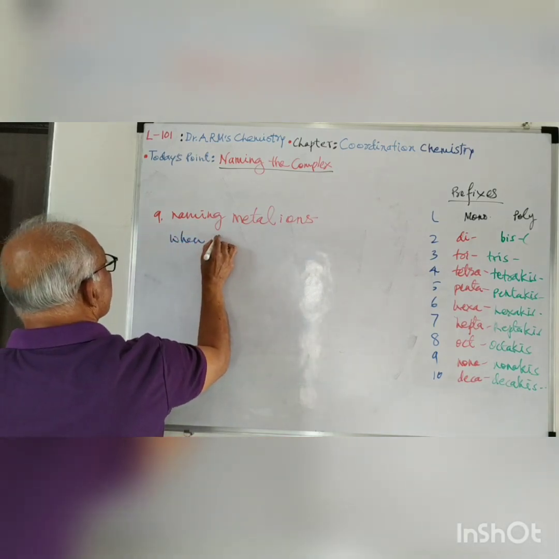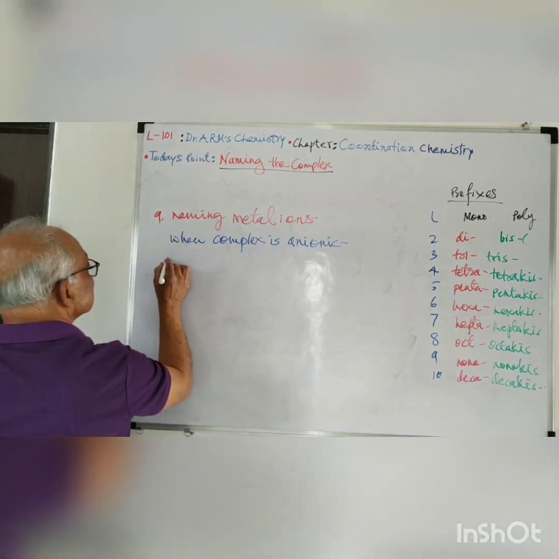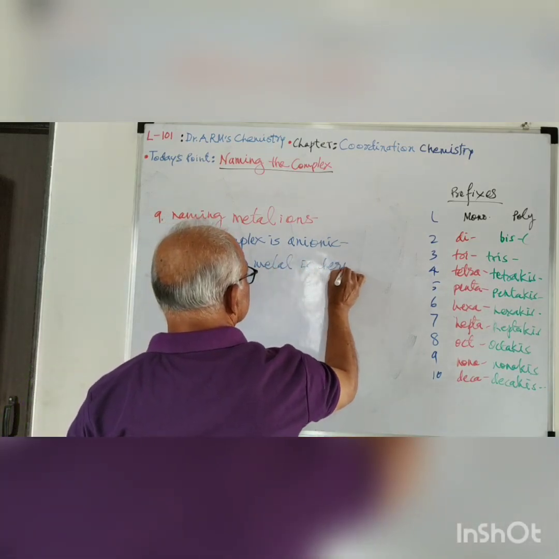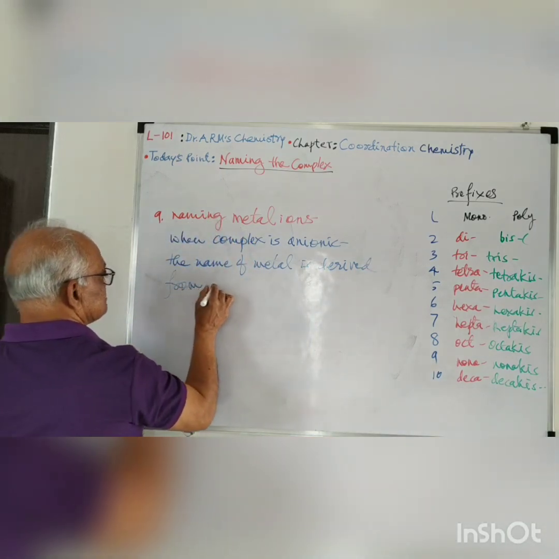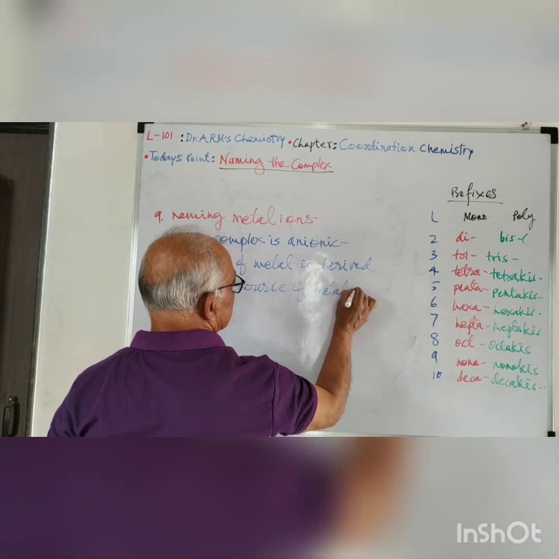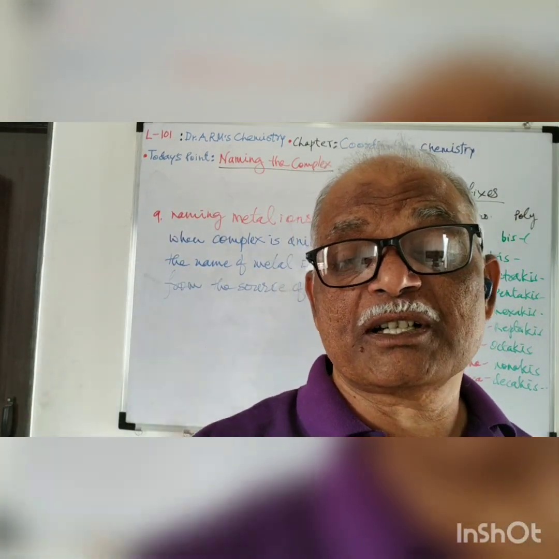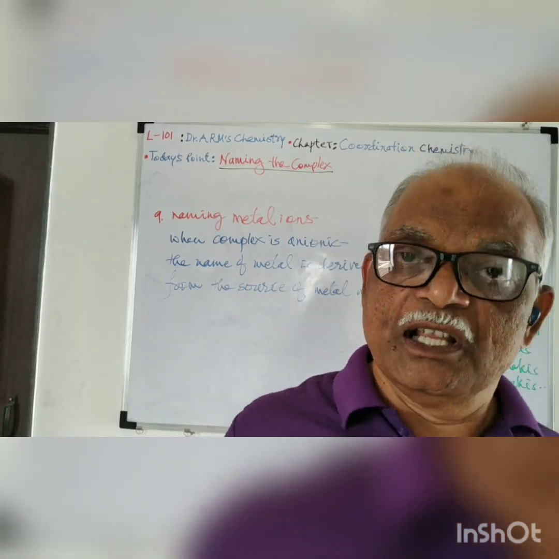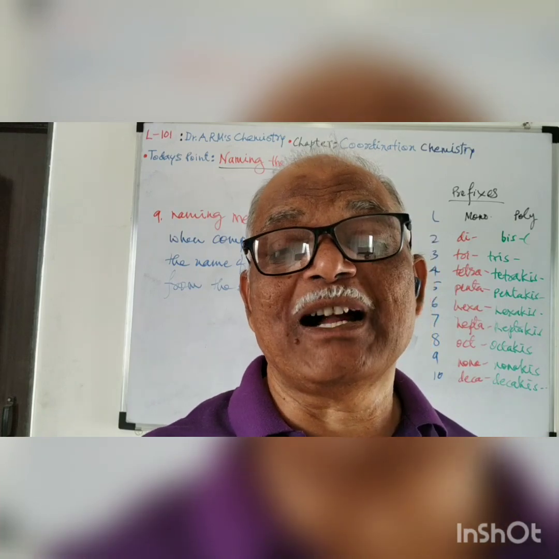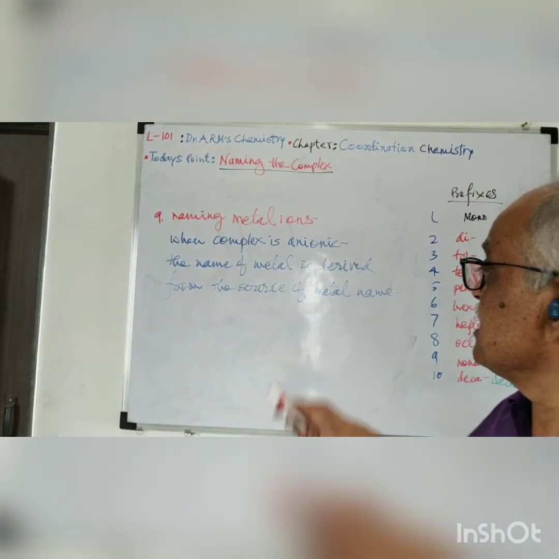When the complex is anionic, the name of the metal is derived from the source of the metal name. But if the complex is neutral or cationic, there is no need to use such a source name. We indicate the name of the metal as it is, for example cobalt, platinum, iron, etc. There is no change in the name of the metal.